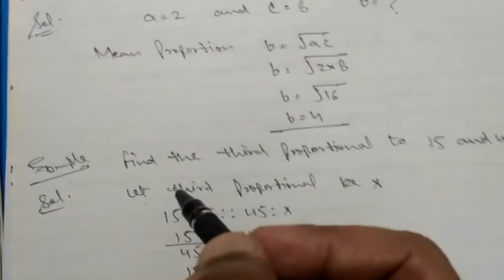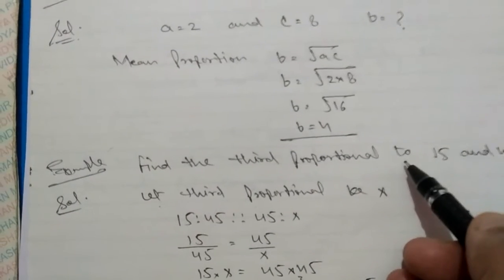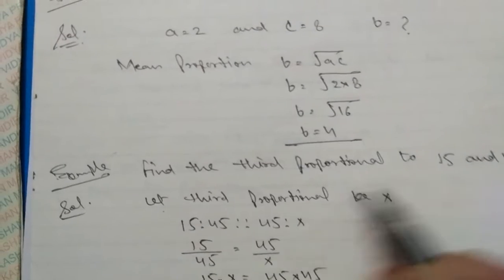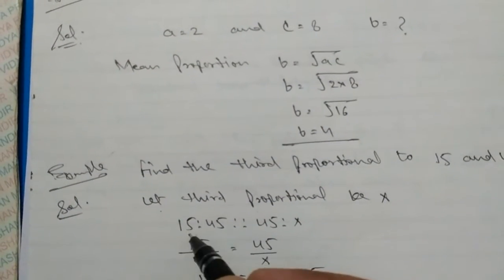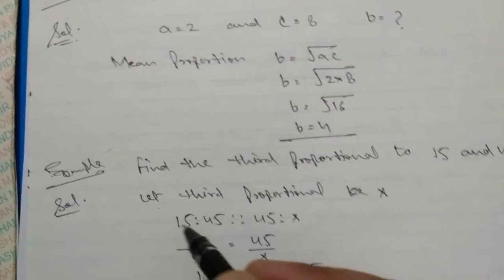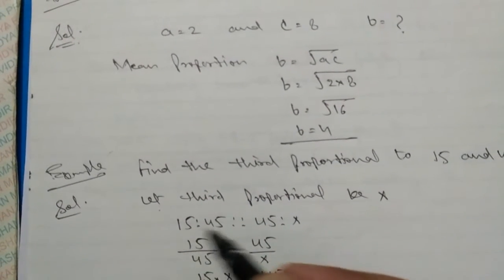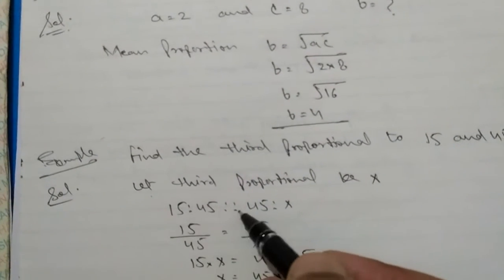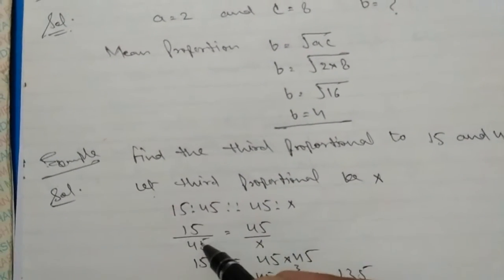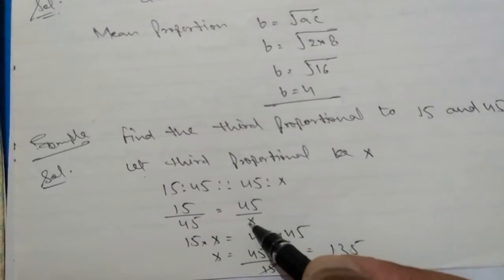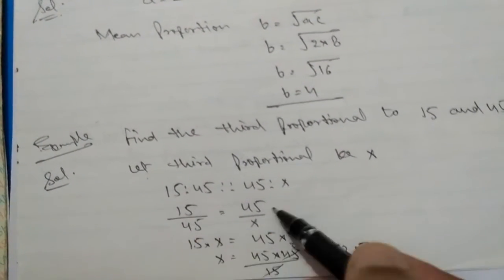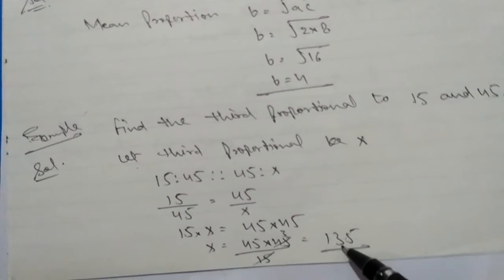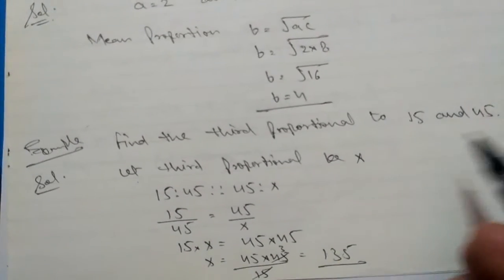Same way, if we have to find the third proportion, like find the third proportion of 15 and 45, let the third proportion be X. With the help of the definition of continued proportion, the ratio of first and second is equal to second and third. So I have written like this: 15 is to 45 is equal to 45 is to X. So again, 15 upon 45 equal to 45 upon X, then cross multiply: 15x equal to 45 into 45. Just simplify this, you will get the answer. So X equal to 135. Therefore the third proportion of 15 and 45 is 135.